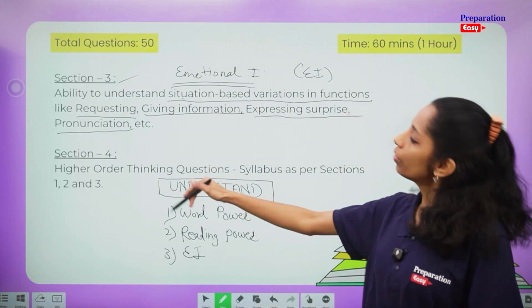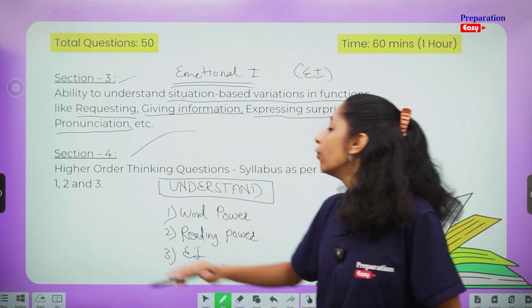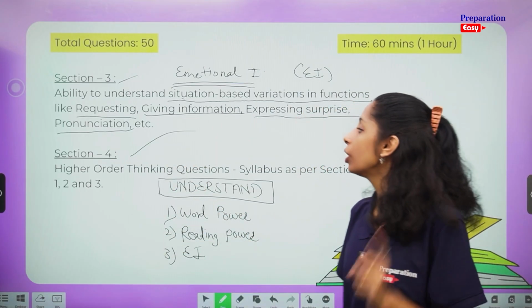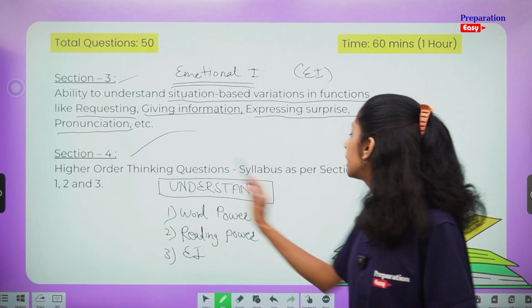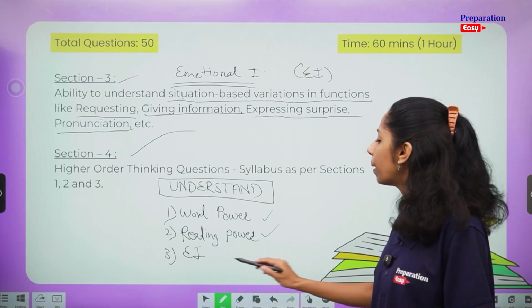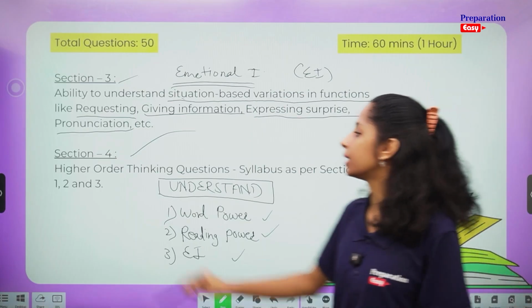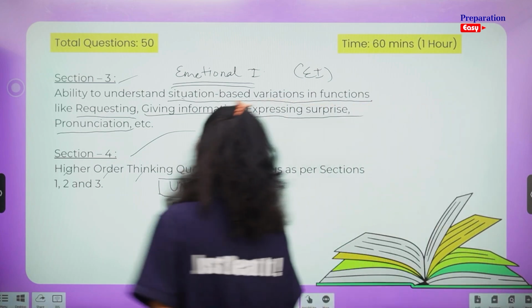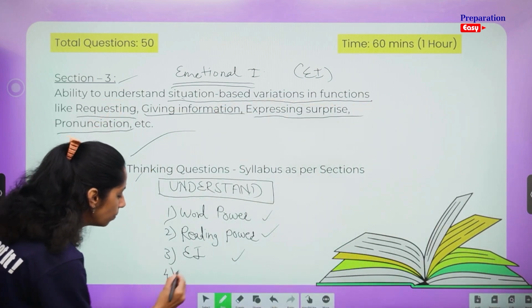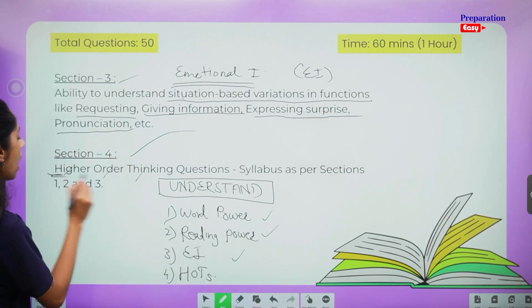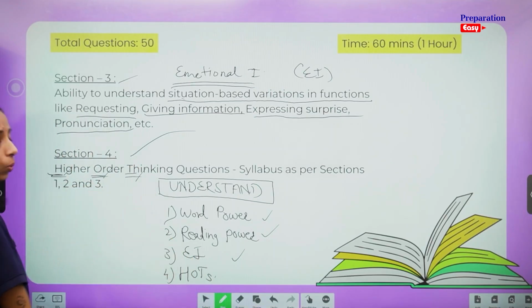Now moving forward, section 4, which is your achiever section. Remember what is going to happen. The syllabus is as per sections 1, 2 and 3. We need to understand the word power, the reading power and the emotional intelligence, but in higher order thinking. We call them HOTS, higher order thinking questions.